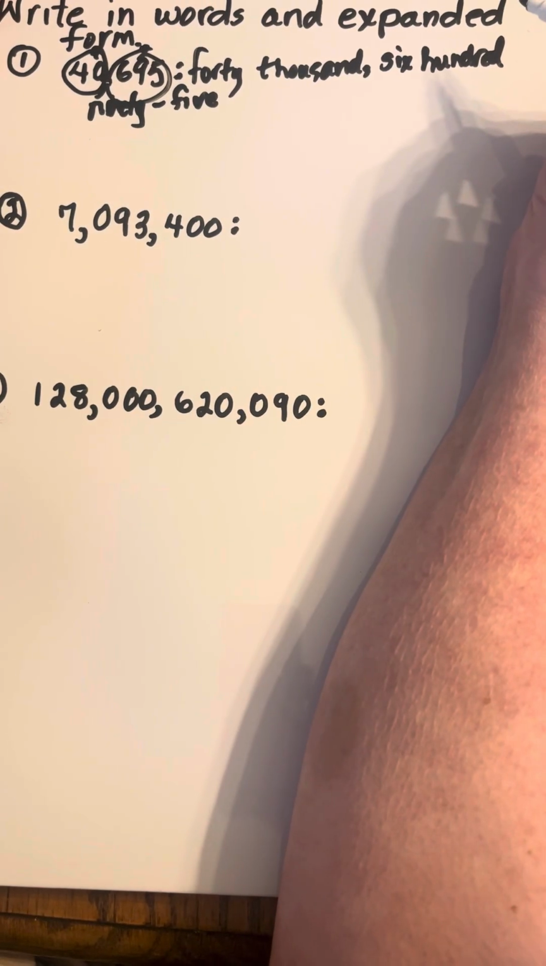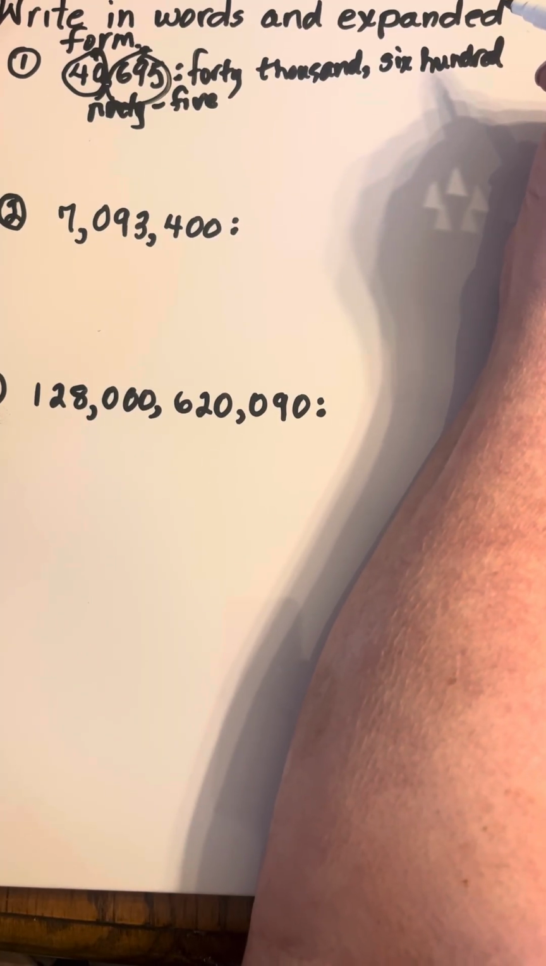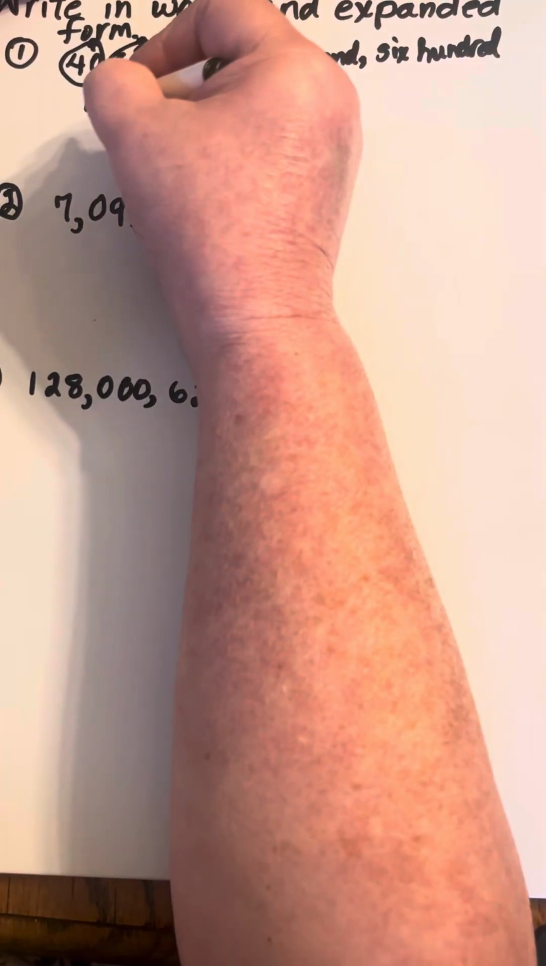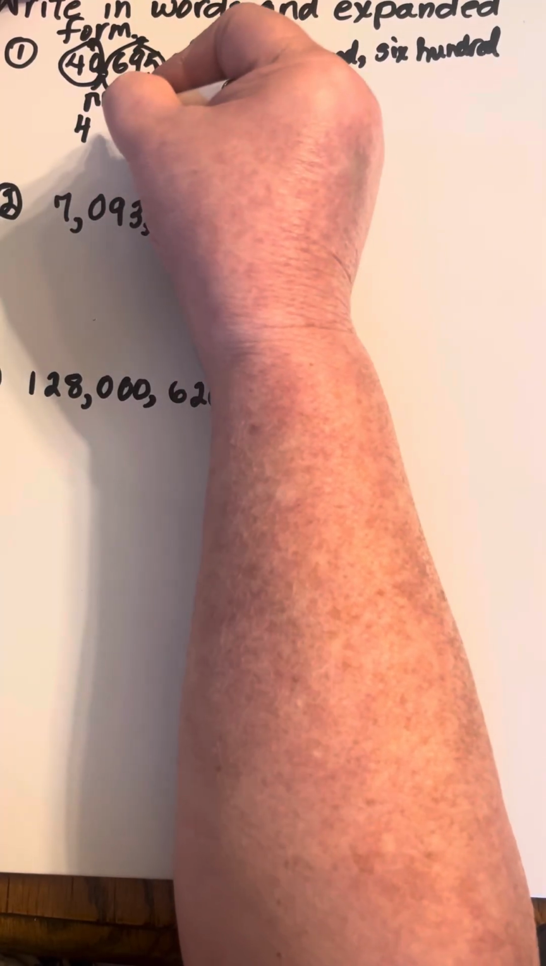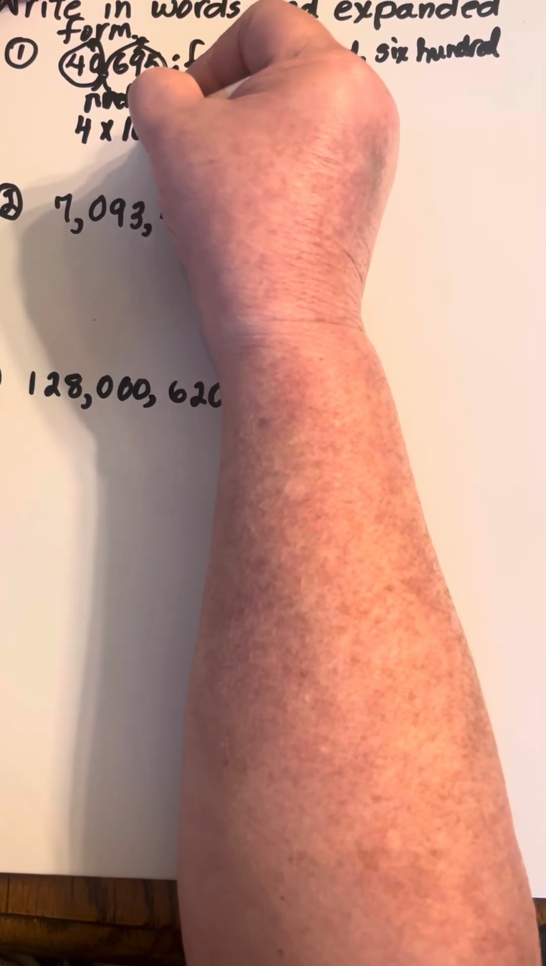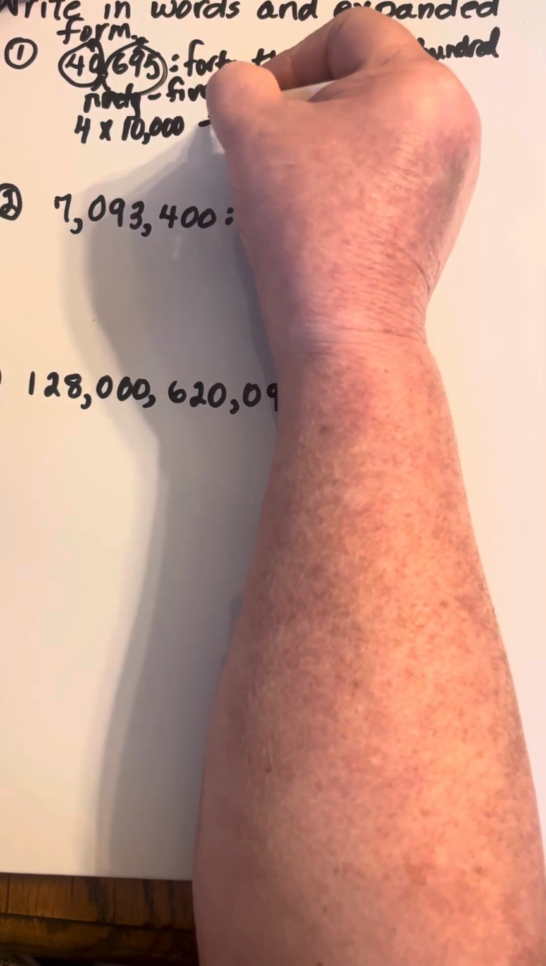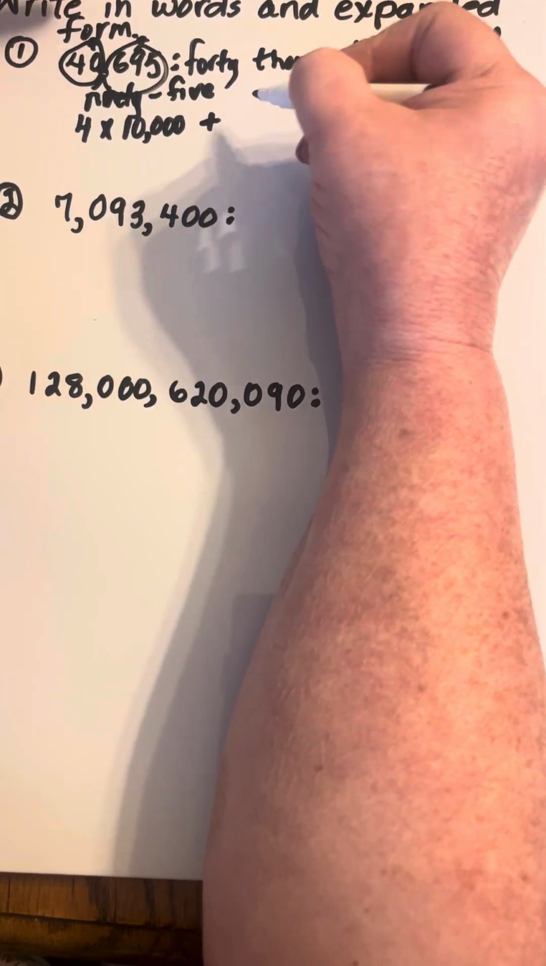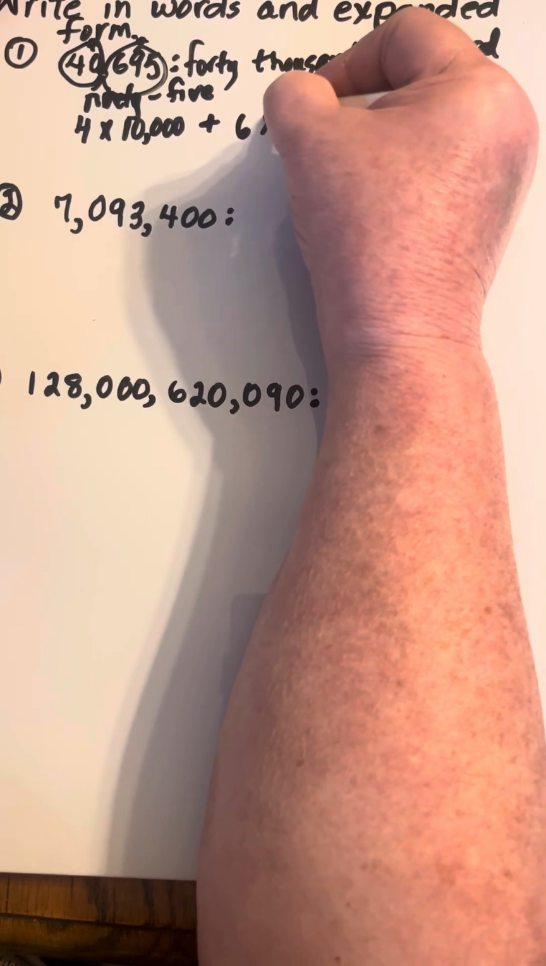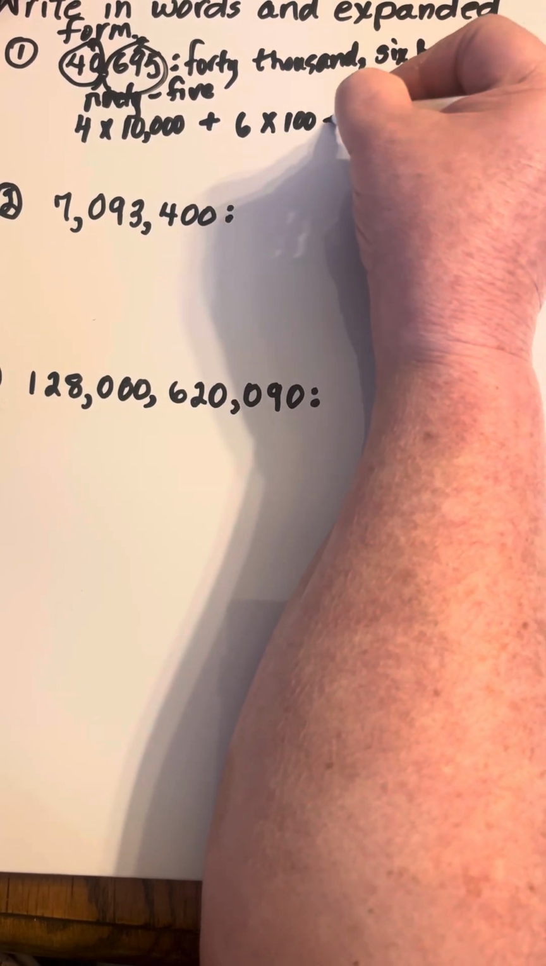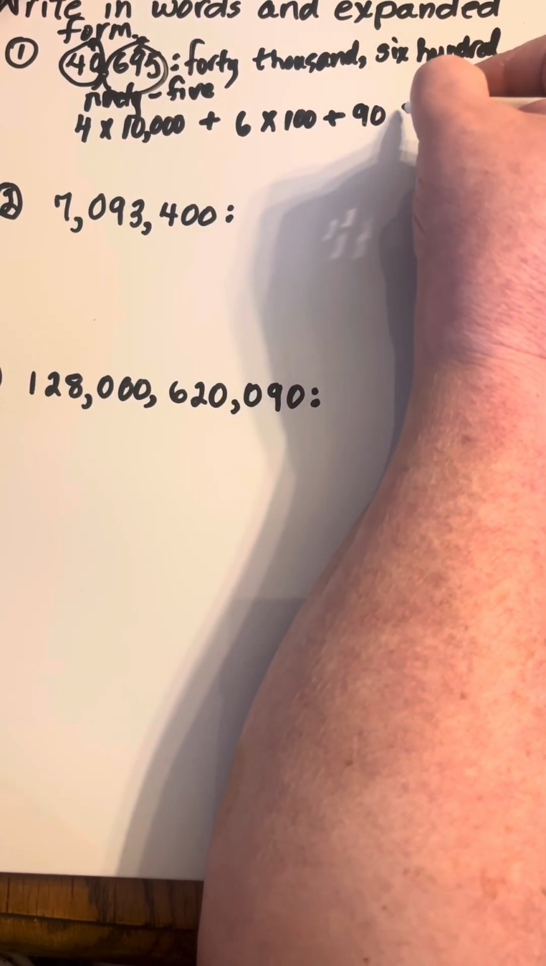When writing in expanded form, you write every number and its value except for 0. Books do not show to include 0. The 4 is in the 10,000s place, so it's 4 times 10,000. And some will put parentheses around that, and some do not. And then go to the next number. The 6 is in the hundreds. 6 times 100.